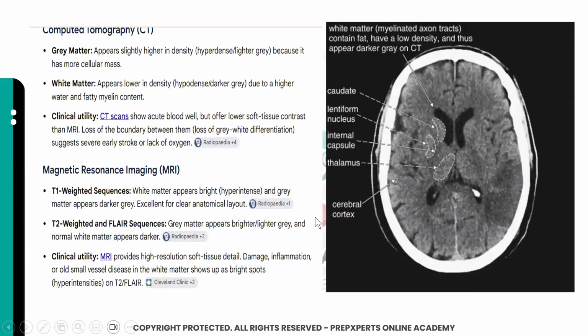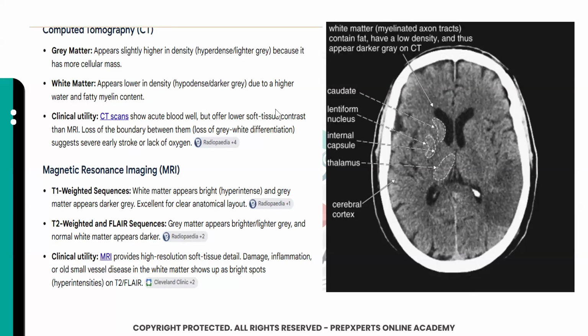Okay, now let's dive into the basic anatomy that we need to understand before reporting, before answering any question. First of all, I'll show you a CT. You know that in our brain, there is gray matter and there is white matter. Gray matter is your cellular area, the neuronal cells, and the white matter is basically our axons.